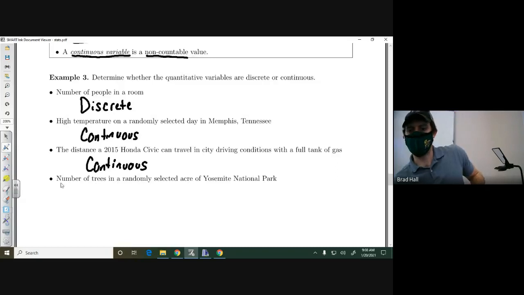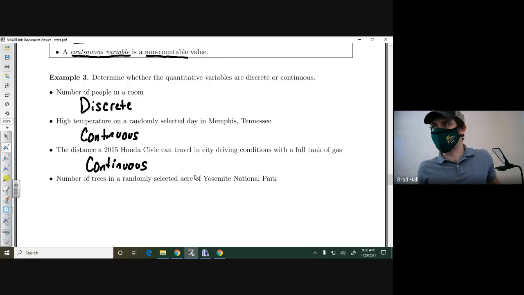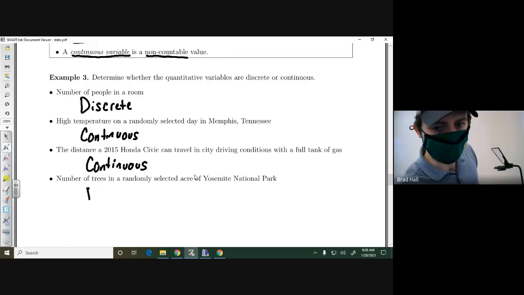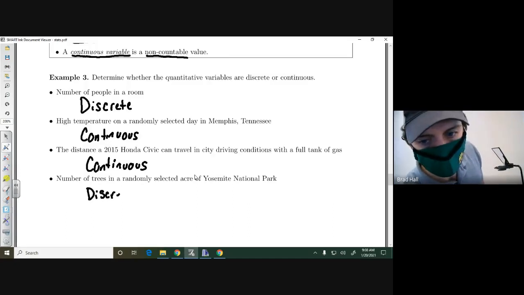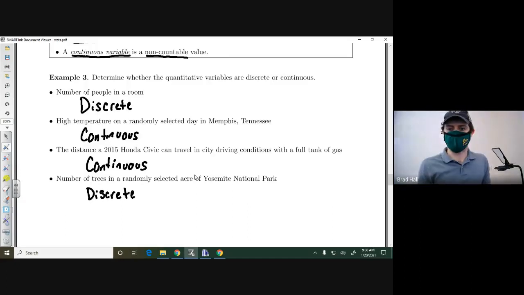But the number of trees in a randomly selected acre of Yosemite National Park, you can count the trees. That one's going to be discrete.